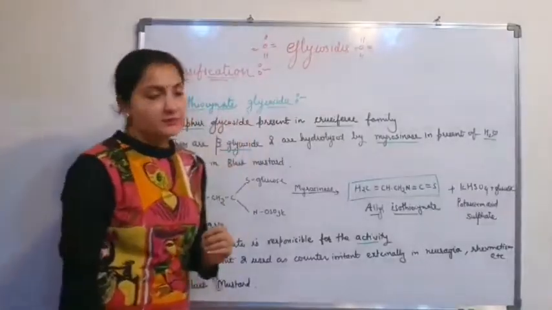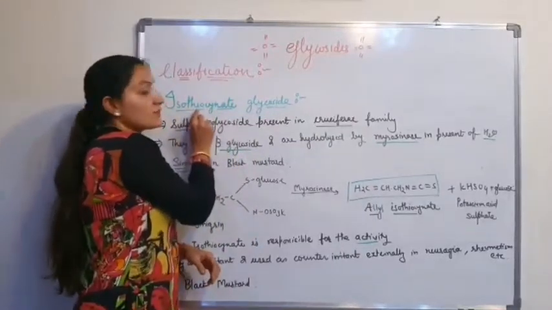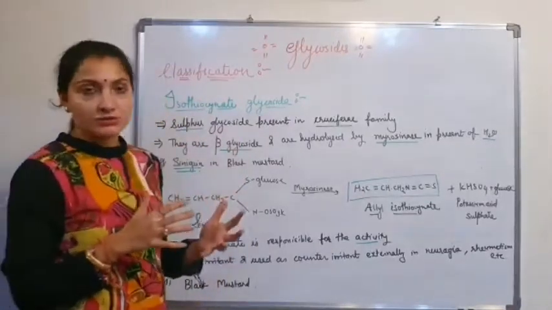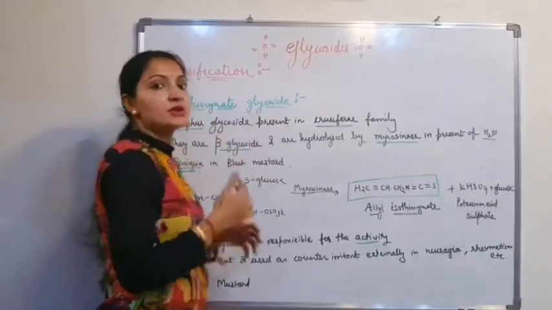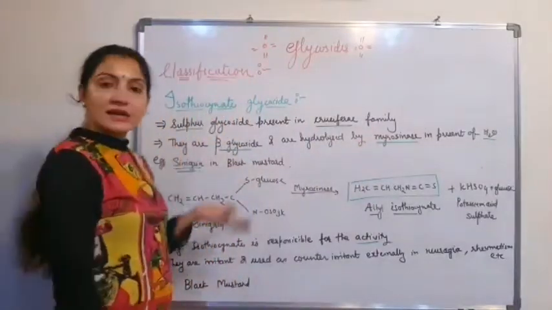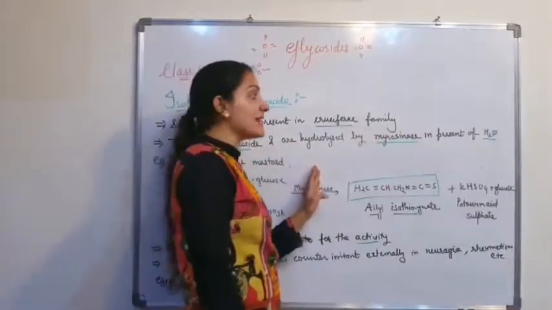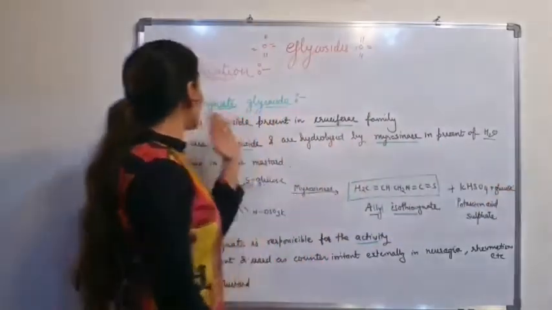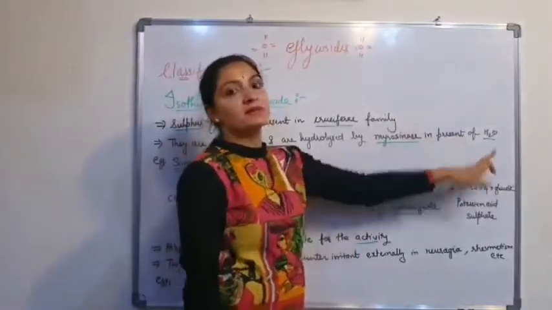Isothiocyanate glycoside. Because of the thio group it contains sulfur, so it is also known as a sulfur glycoside, and it is present in the cruciferous family. They are beta glycosides, as most glycosides are, and are hydrolyzed by the enzyme myrosinase in the presence of water.